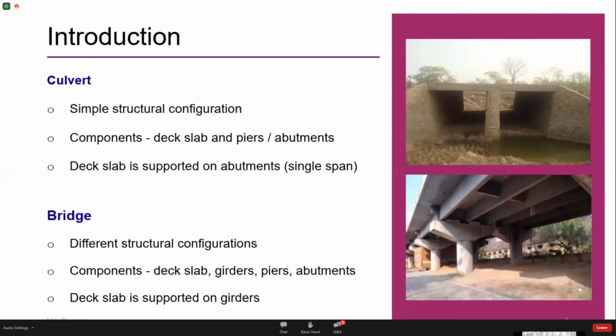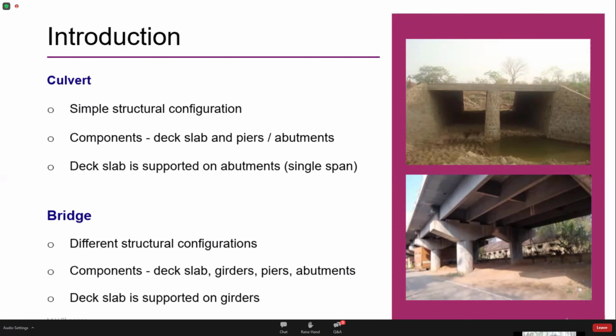So when we look at a bridge structure and a culvert structure, these are the things we see. First and foremost, a culvert has a very simple structural configuration. It simply consists of a deck slab which is resting on two abutments, or in case of a multiple span culvert, there may be an intermediate pier. Basically, in a culvert, the slabs simply rest on two opposite edges.